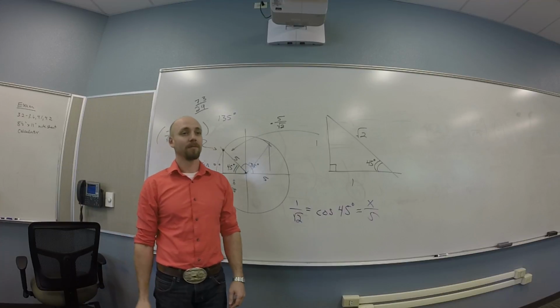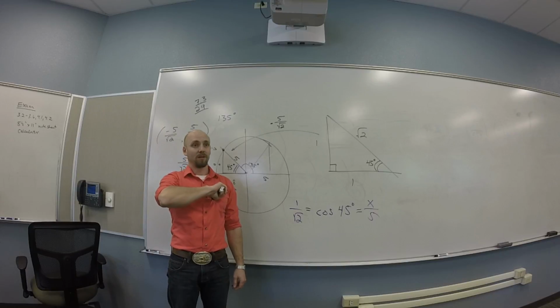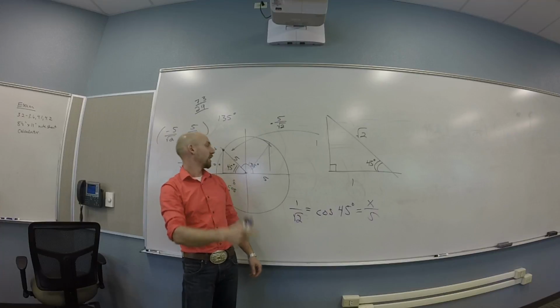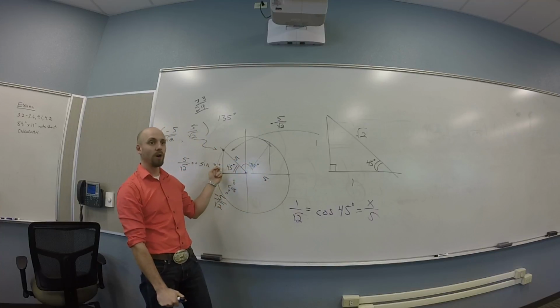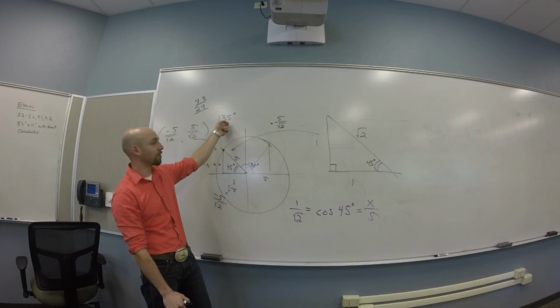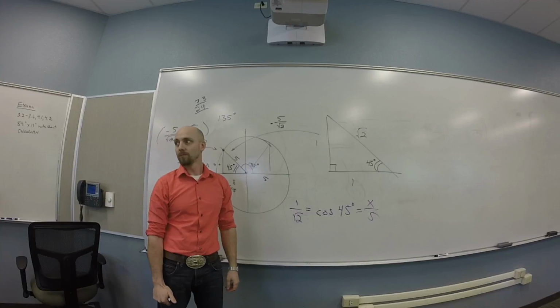So that's finding the coordinates. What I did here is I used a reference angle to find the coordinates associated to the angle 135 in the circle of radius 5. Cool? Alright.